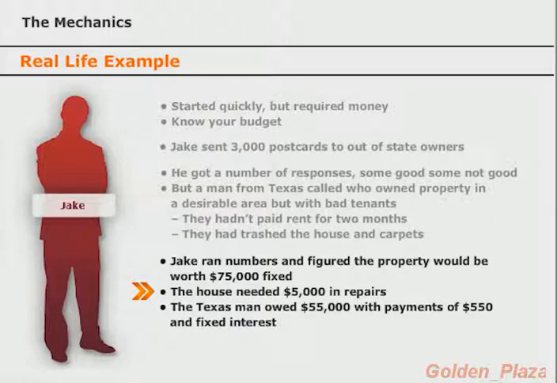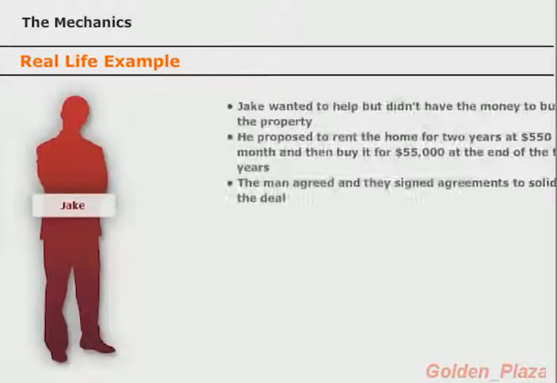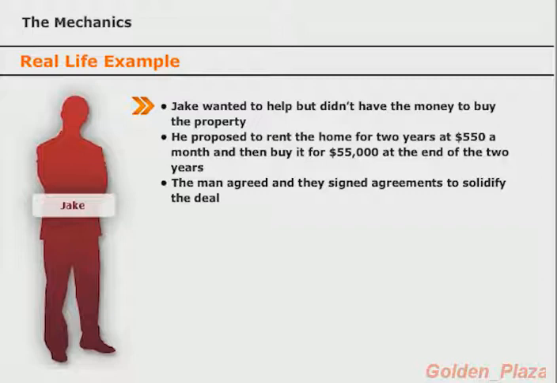In our initial conversation, I found out that the guy was renting it for $600 a month, which, as it turned out, was a bit low for the rent in the area. He also told me that his loan balance was around $55,000 with payments of $550 per month on a fixed interest rate. The guy just wanted to get rid of the property, and I wanted to help, but I didn't have enough money to just buy him out. So I offered an alternative solution.